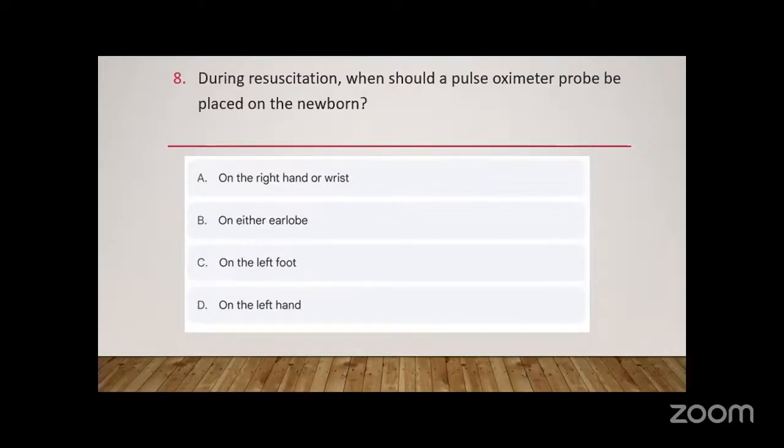During resuscitation, very tricky question. During resuscitation, where should the pulse oximeter probe be placed on the newborn? Should it be placed on the right hand or right wrist? Should it be placed on either earlobe? Should it be placed on the left foot or the left hand?